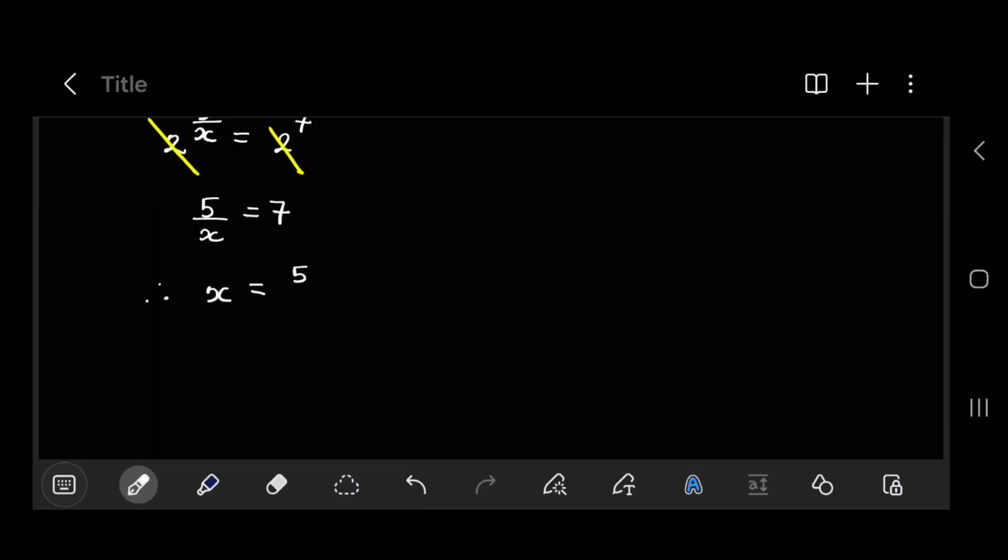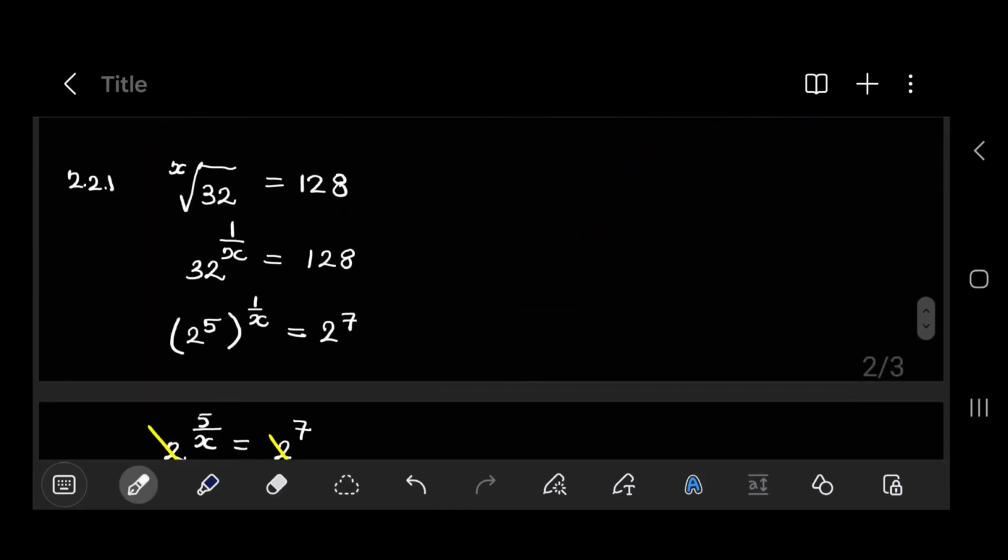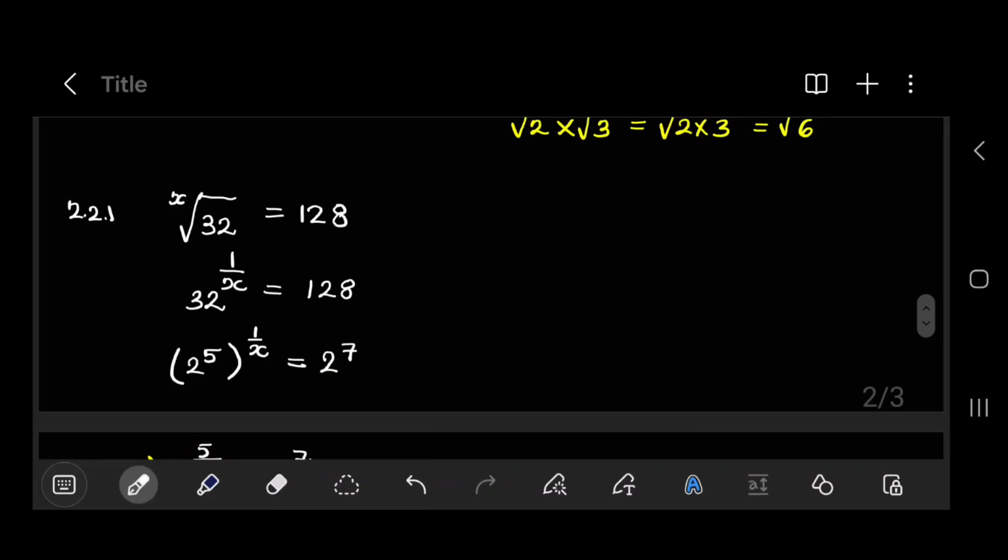So remember that the good thing about solving for x is that you can always check if your answer is correct. All you have to do is take your value of x and substitute it into the equation wherever you see x. So here we have it as the degree of the surd, and you should get the right hand side as your answer.